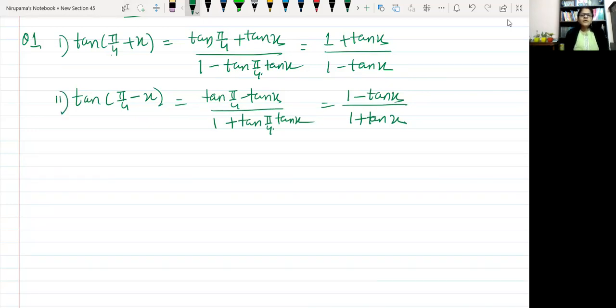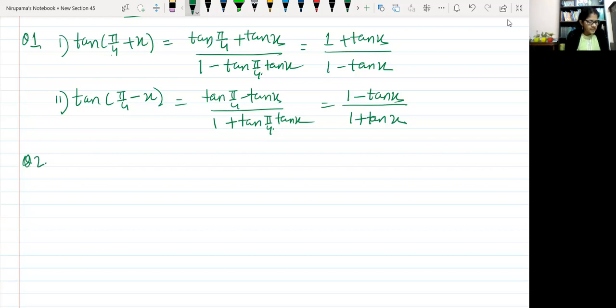Many times, suppose you have (1 + tan x) by (1 - tan x). That can also be written as tan(pi/4 + x), and (1 - tan x) by (1 + tan x) can be written as tan(pi/4 - x). Okay, so this question you can do. I'm just taking the questions from NCERT exercise 3.3. It will help you in the revision process.